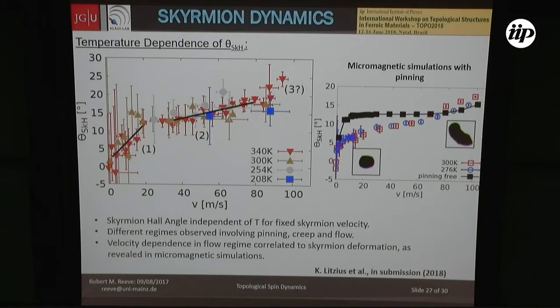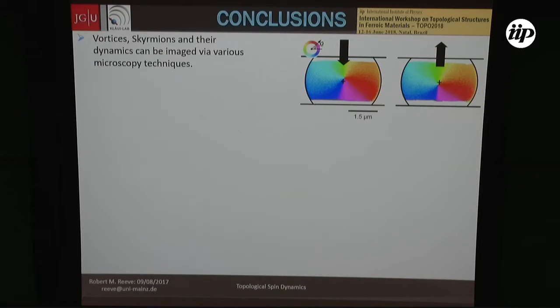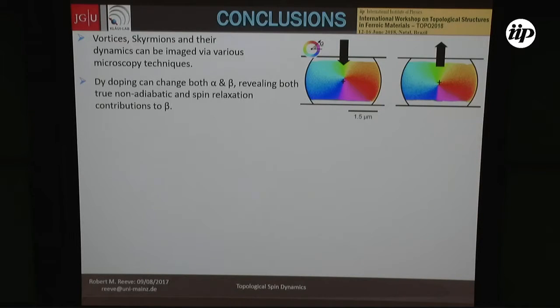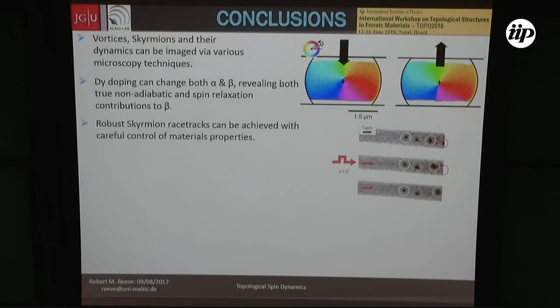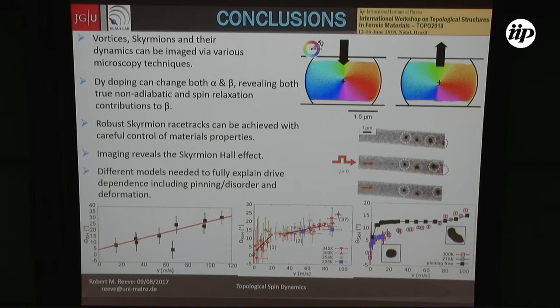Okay, so with that I come to my conclusions. So I've shown you that we can use different imaging techniques to image various topological spin structures. In the first part I showed you that you can change the alpha and beta parameters by dysprosium doping, and that in these vortex type systems you have both non-adiabatic and spin relaxation contributions to beta. And then I showed you in the skyrmion racetracks that you need to be very careful in controlling the material's properties, but that you can then image the skyrmion Hall effect, and that there are different regimes of behavior, including pinning, creep regime, where pinning is also important, and finally deformation regime.